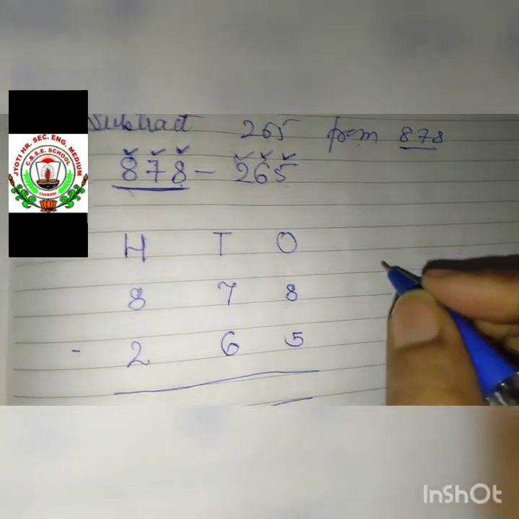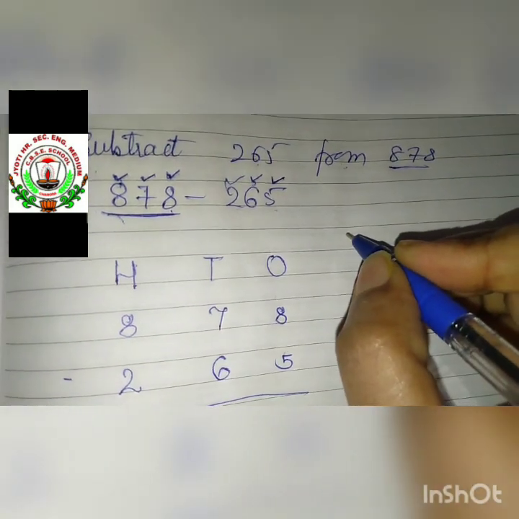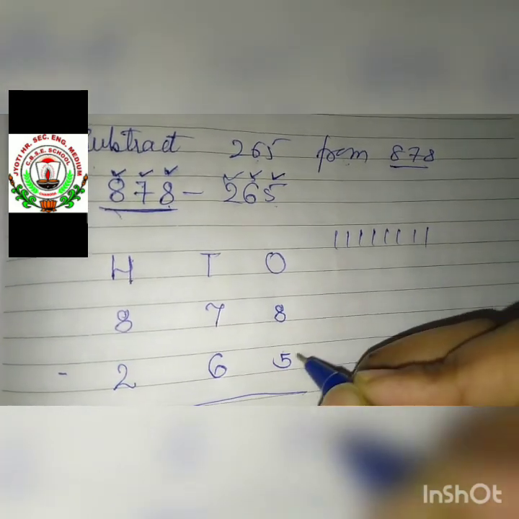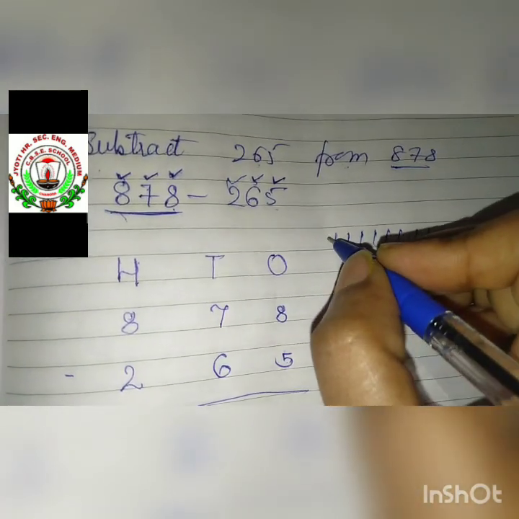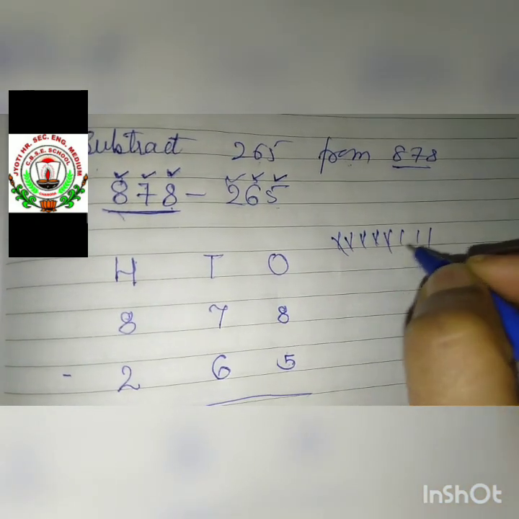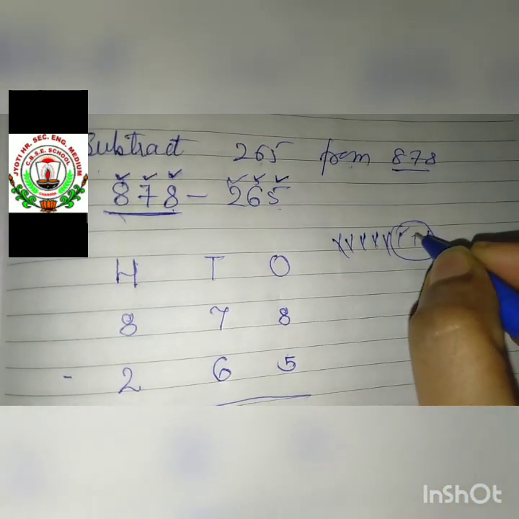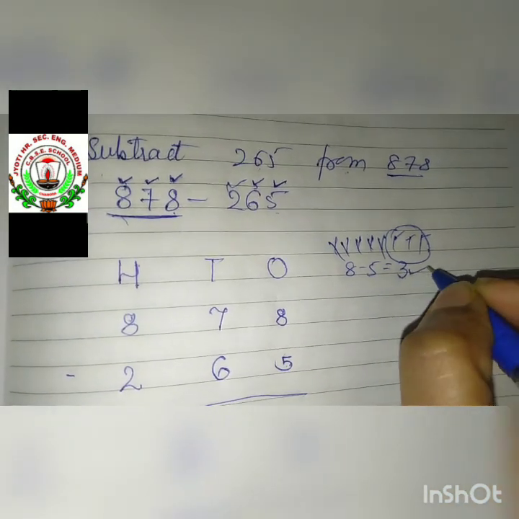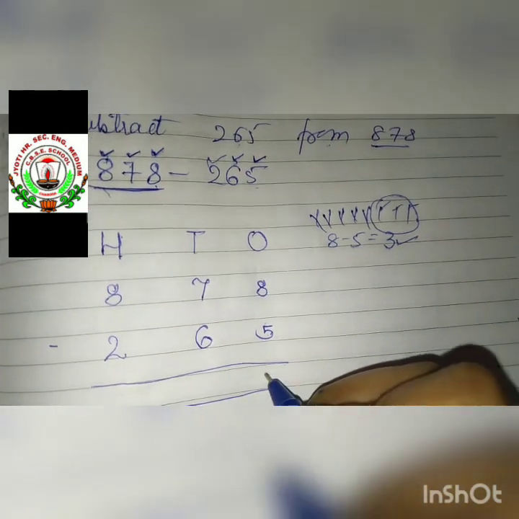8 minus 5. We can make 8 sticks like this: 1, 2, 3, 4, 5, 6, 7, 8. And we have to deduct 5 sticks from that. See, 1, 2, 3, 4, 5. How many left, children? 1, 2, 3. So the answer of 8 minus 5 is 3. This 3 will come under the ones column.